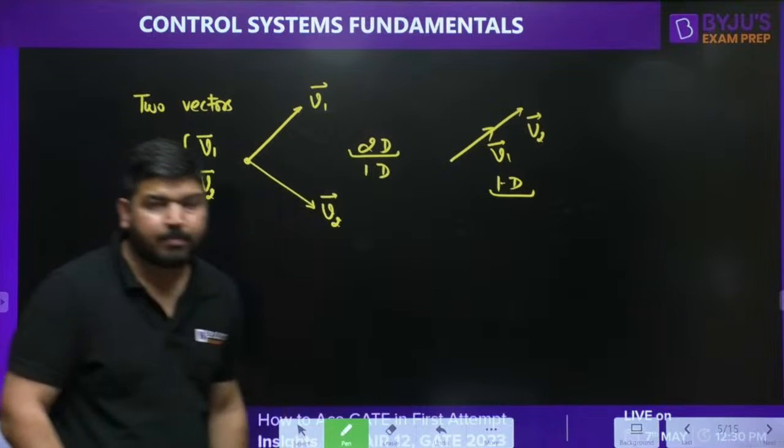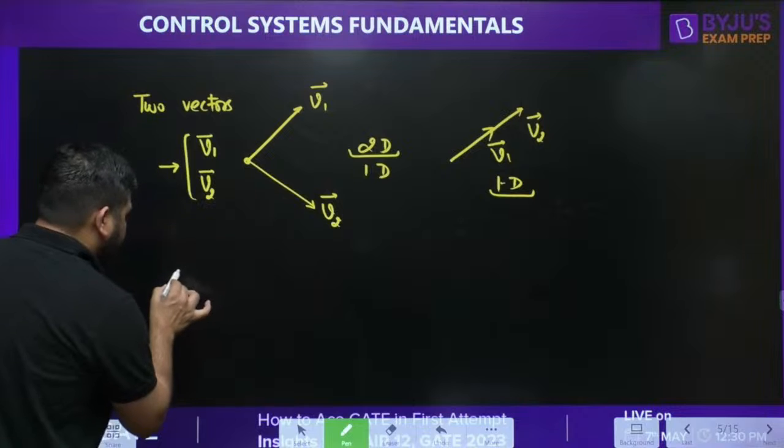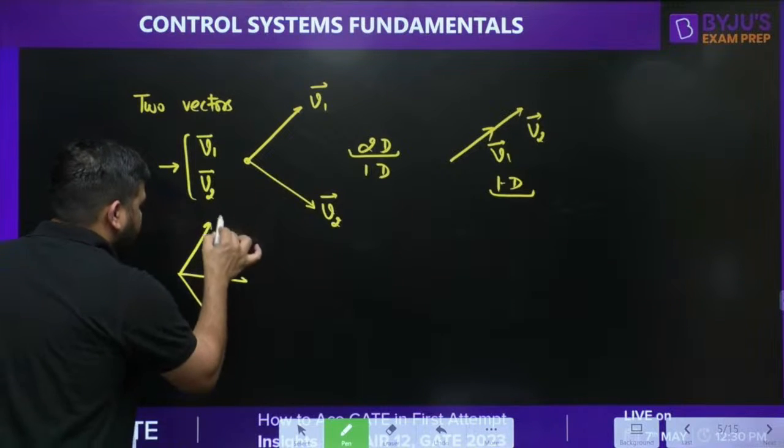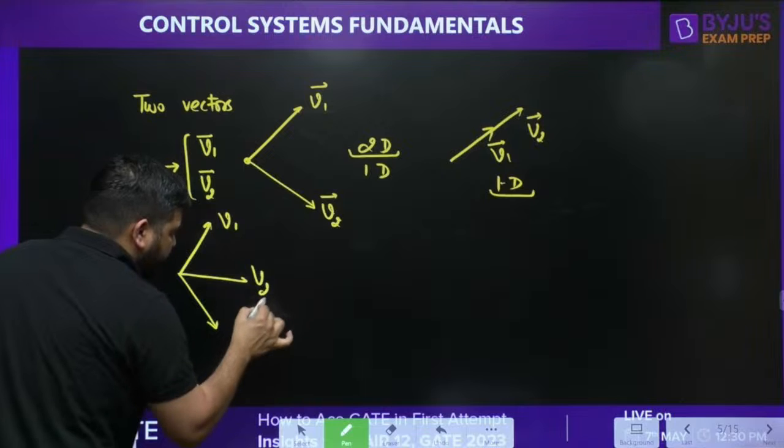Now let's take one more example. Let's say I have 3 vectors, V1, V2, and V3.